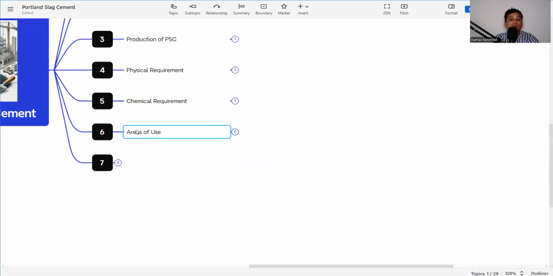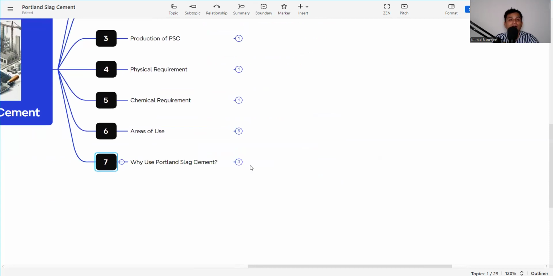Now, why use Portland slag cement when I have other options? Because there are different cements, and every cement has its own advantages and disadvantages and its own area of use. So according to the project requirement, the environmental condition and the concrete nature, we need to choose what kind of cement is suitable for us. That is why it is very important to know the concrete, the environment and the requirement, then you can choose as per your requirement.